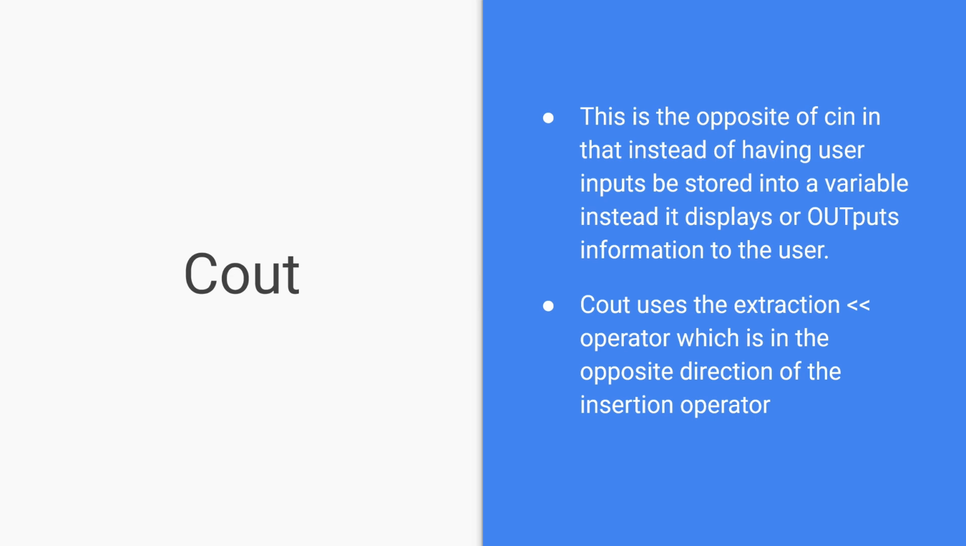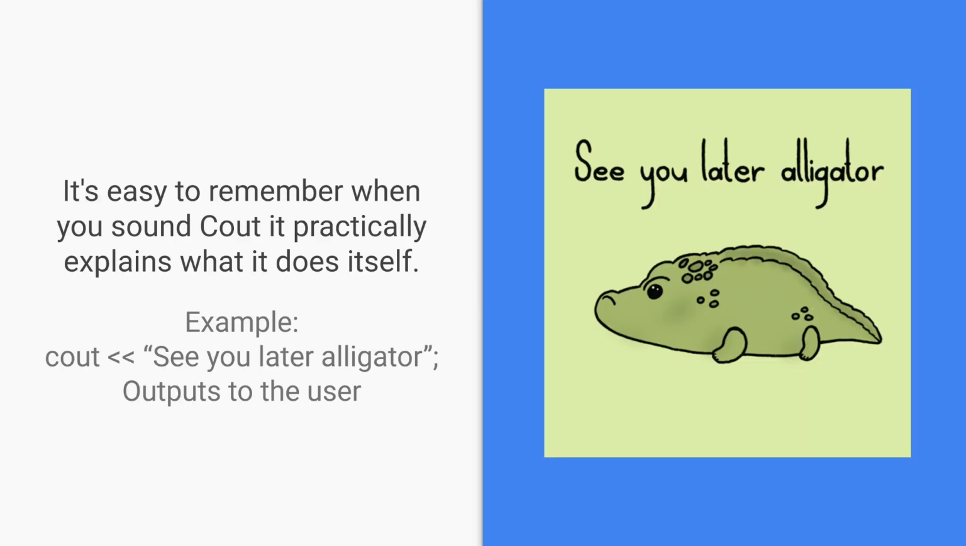Then there's also Cout, which is like the direct opposite, where you're actually outputting either a variable or any kind of information you want them to see. Cout uses the extraction operator, which is in the opposite direction of the insertion operator. It's easy to remember when you just sound out Cout. It practically explains what it does itself.